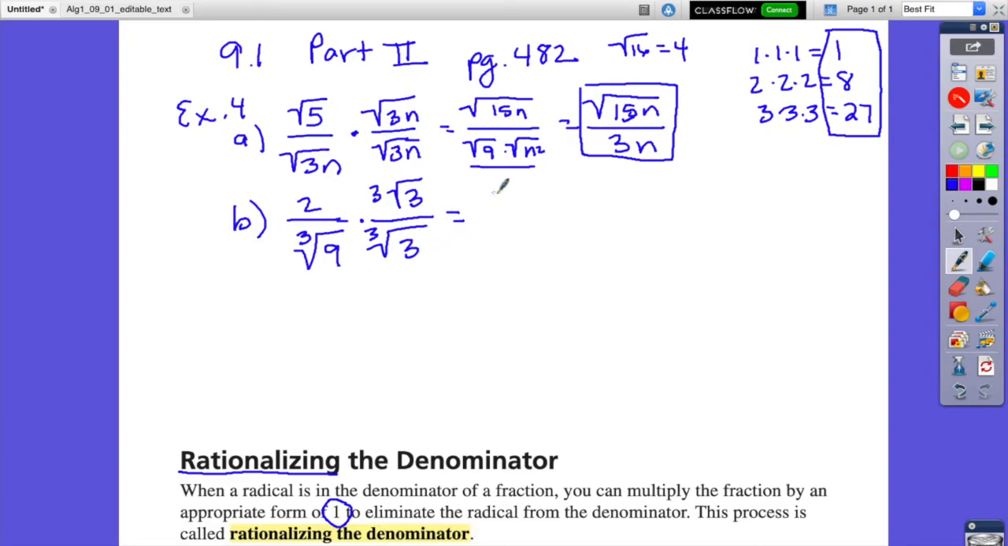So now let's multiply it across. This is now going to be 2 times the cube root of 3, all over the cube root of 9 times 3, which is 27. Well, I just showed you over here on the side that the cube root of 27 is 3.